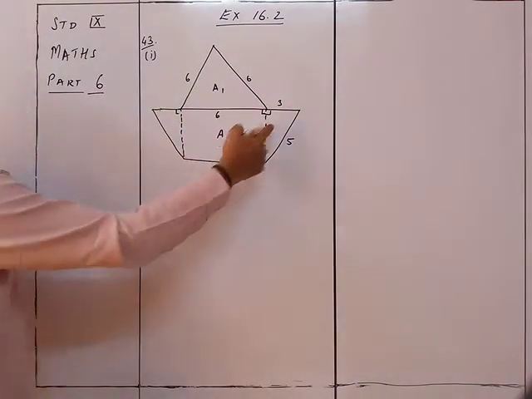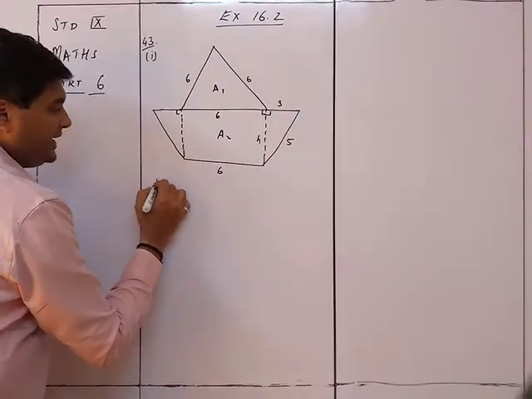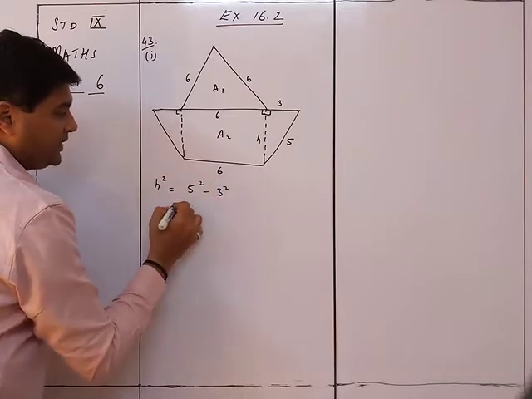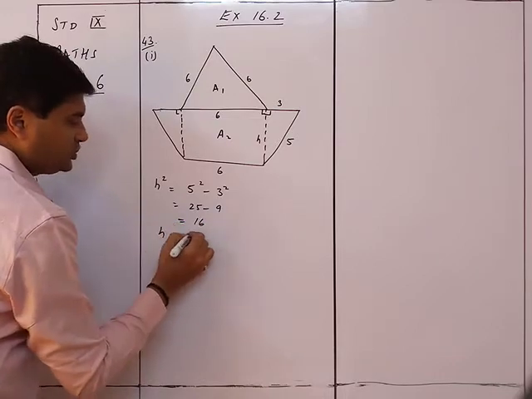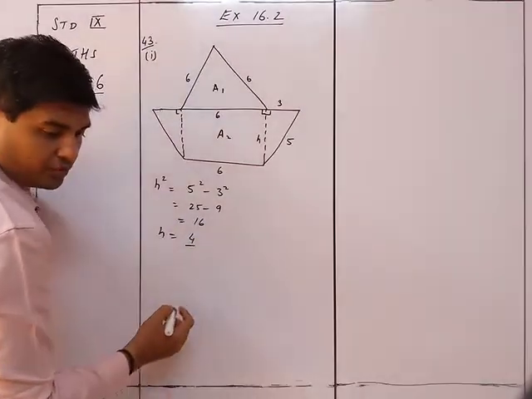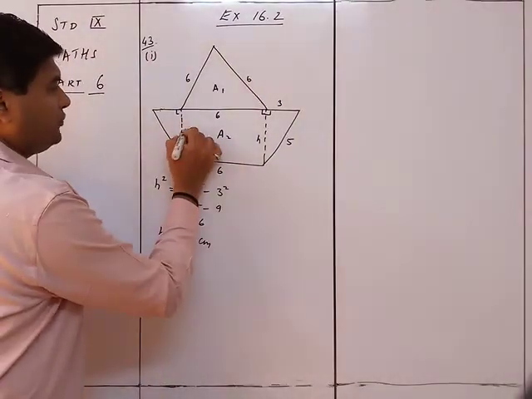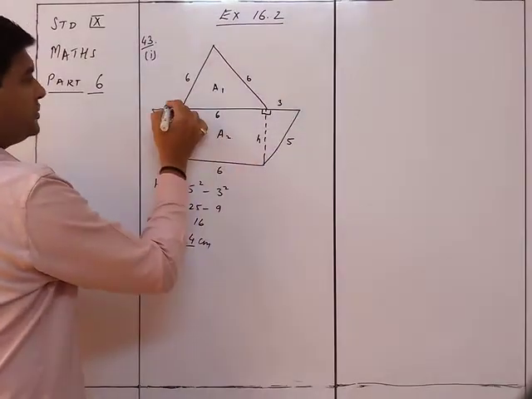And we'll first find out this height. So h square is equals to 5 square minus 3 square. Therefore, it's 25 minus 9 is 16. So h is equals to 4. So this is 4 centimeters. Now I know that if this is 4, this is 3. So this is also 3.